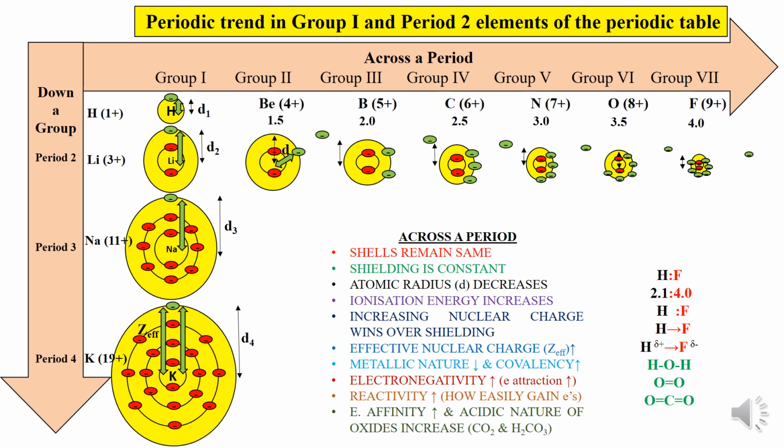Because of increasing nuclear charge winning over shielding, the atomic radius or size of the atom decreases, and the effective nuclear charge also increases. So all these factors collectively contribute to the decrease in size of the atom.